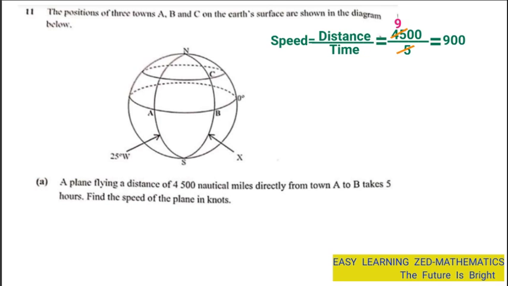When we go back to the question, they are saying find the speed of the plane in knots. So the answer will be 900 knots. This was the correct answer: 900 knots. We can go to question number 11B.